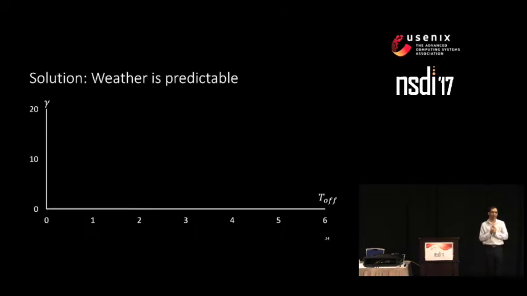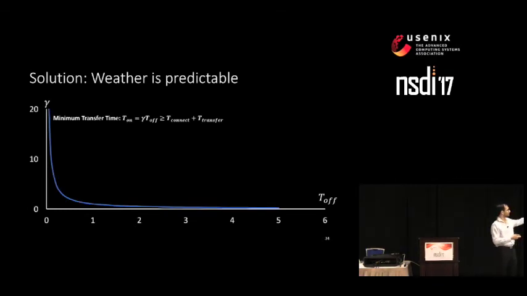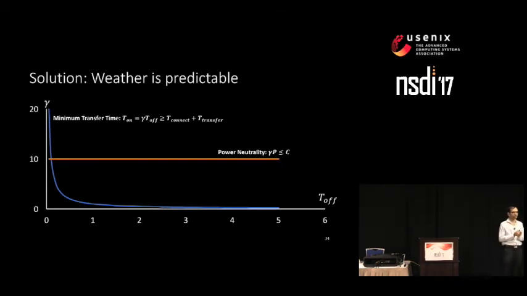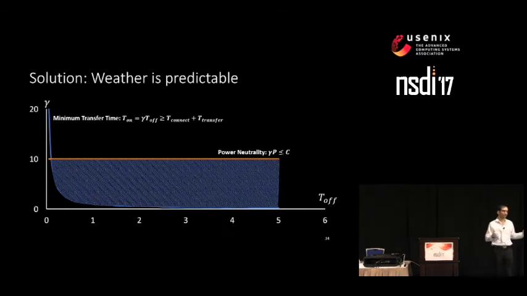To solve these inequalities, you can plot them on a two-dimensional curve. There are two free variables, T_off, which is on the x-axis, and gamma on the y-axis. The first constraint can be plotted like this. This is the minimum transfer time constraint, which is T_on is greater than or equal to something. And what you want is your set of parameters to be above this curve. The second constraint is the power neutrality constraint that I told you about. Together they give us this feasible region. So you want your parameters to be anywhere in this feasible region. Which one do you pick? There's a lot of parameters there, right?